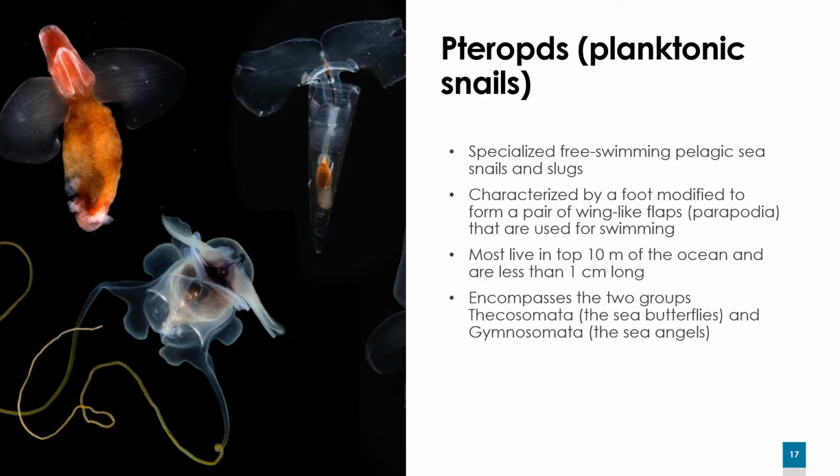Whereas with Gymnosomata, they do the opposite and they are active predators, and they will go out and snatch up prey using these appendages that look almost like a jaw of some sort, and they will pull the prey into their mouth to feed. And so two different types of pteropods and two very different methods for finding their food.